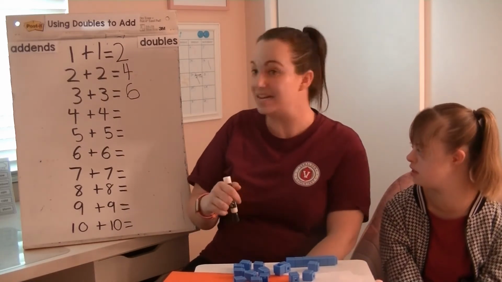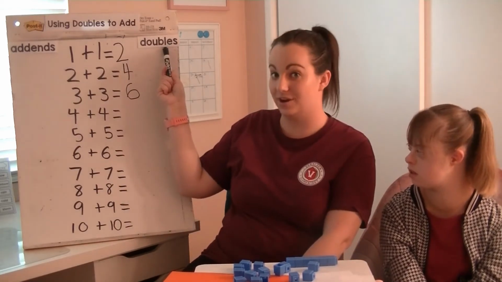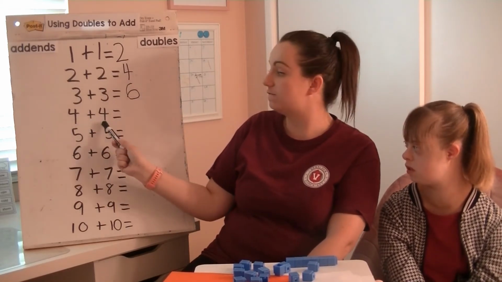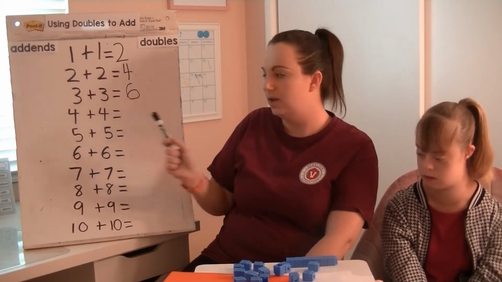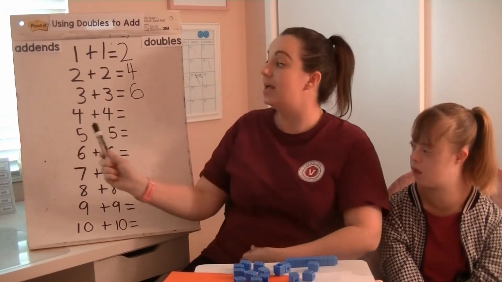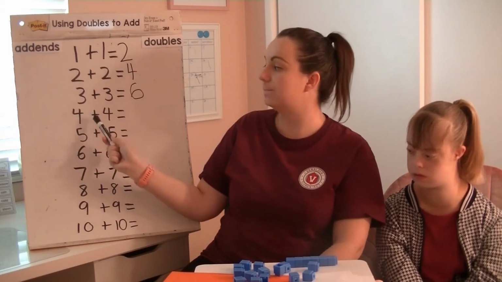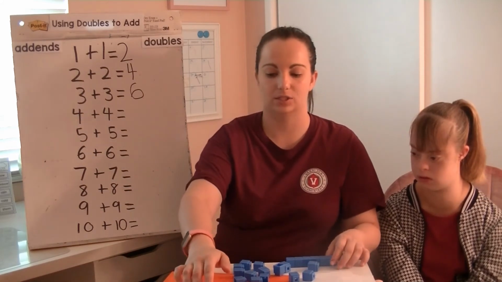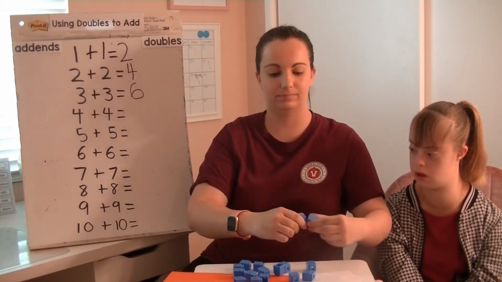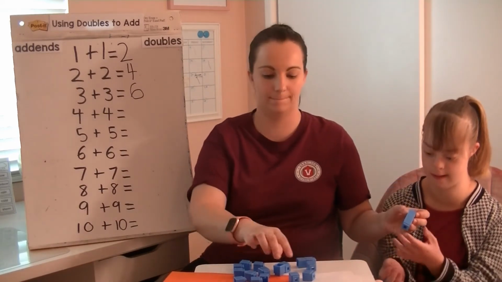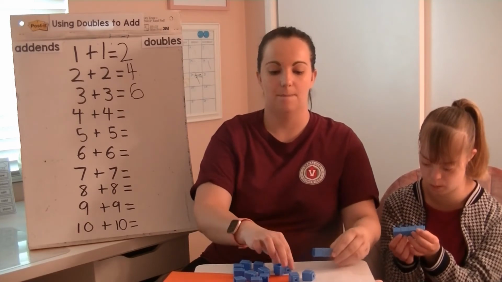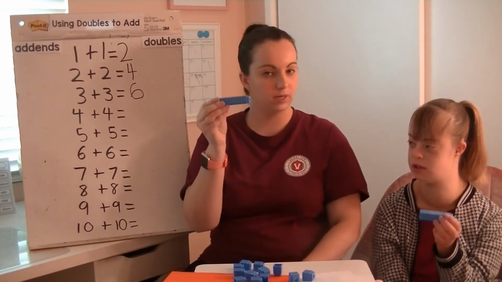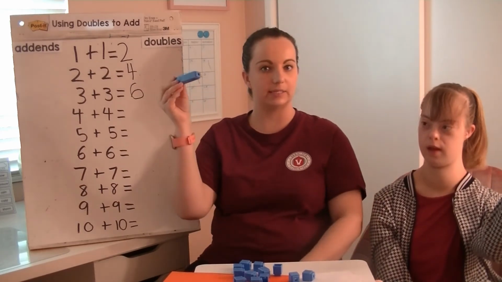Okay, our next doubles math fact we're learning reads 4 plus 4 equals. Let's go ahead. I'm going to read that again. It says 4 plus 4 equals. Okay, let's go ahead, learn it and solve it. Here's 4 for you. And then I have my 1, 2, 3, 4 cubes. Let's add it together.